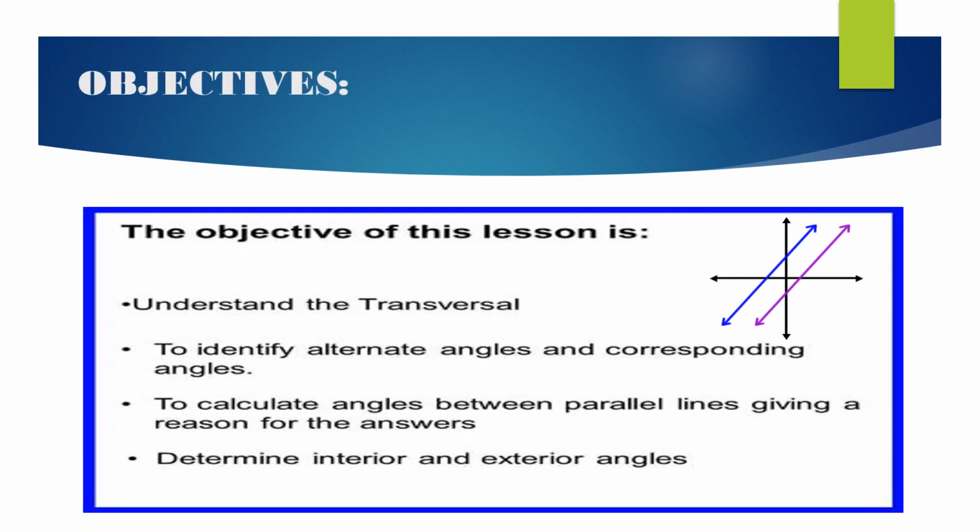Our objectives are: 1. Understand the transversal. To identify alternate angles and corresponding angles. To calculate angles between parallel lines, giving a reason for the answers. Determine interior and exterior angles.